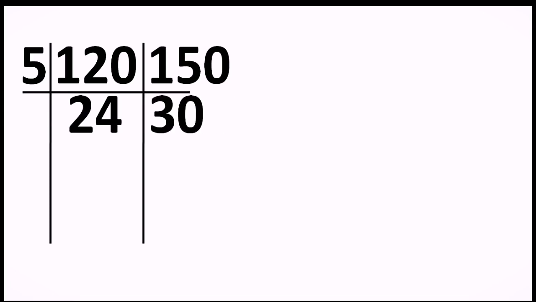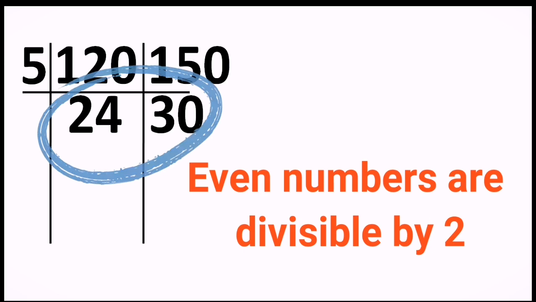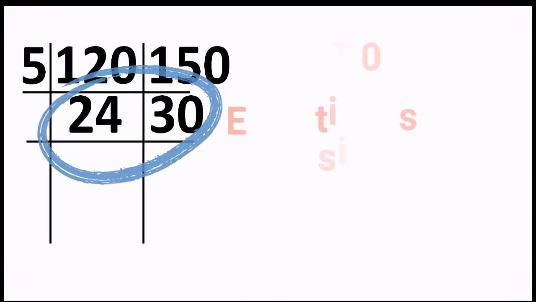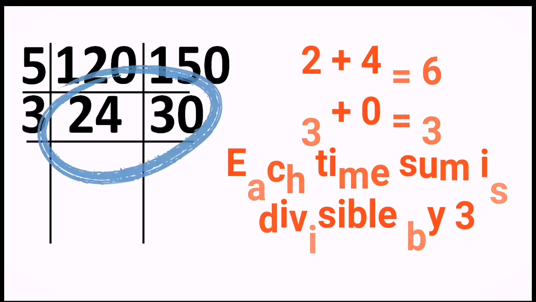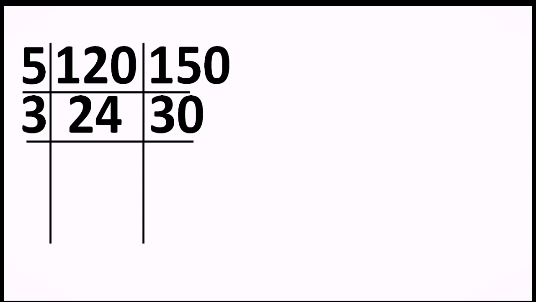And 24 and 30, both numbers are divisible by 2 also, because both are even. They are divisible by 3 also if you observe carefully. And the way we decided, we always choose the bigger number, so we choose 3. When you divide 24 by 3, we get the answer 8, and when 30 is divided by 3, we get the answer 10.